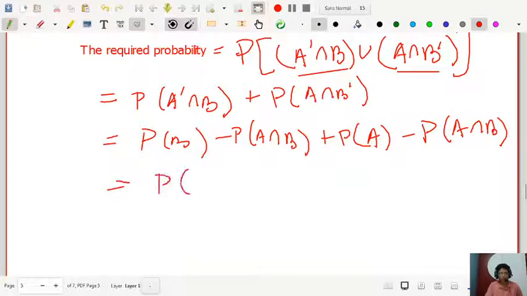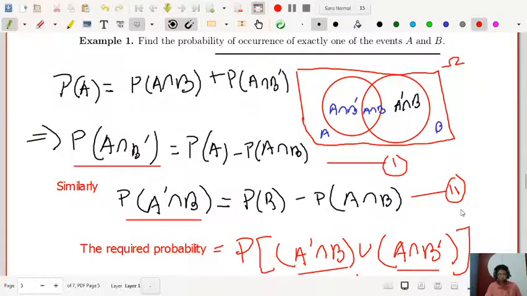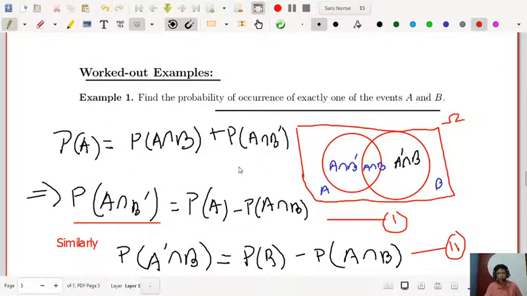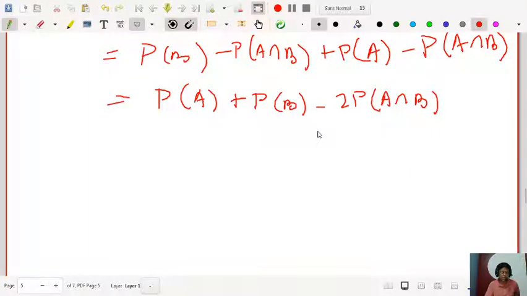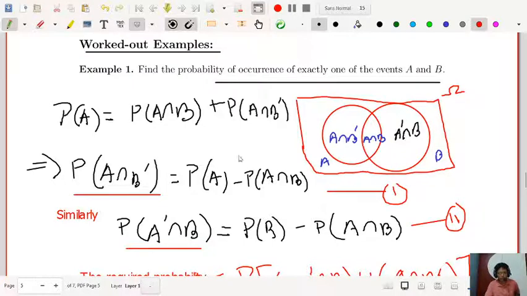The final result will be probability of A plus probability of B minus twice probability of A intersection B. This is the result. Clear? So what is your requirement? Occurrence of exactly one of the events A and B, and this is the result. You can use this result in problems also, and maybe somewhere the question is that you have to find out the result; this is the process of how to find it.